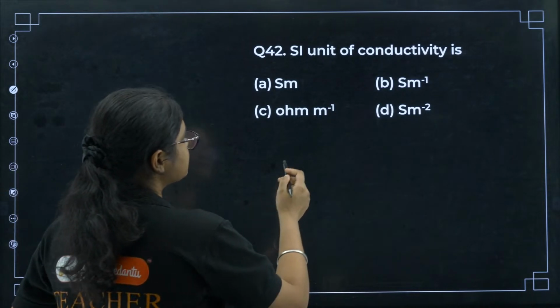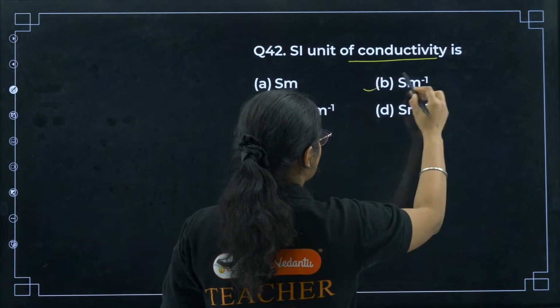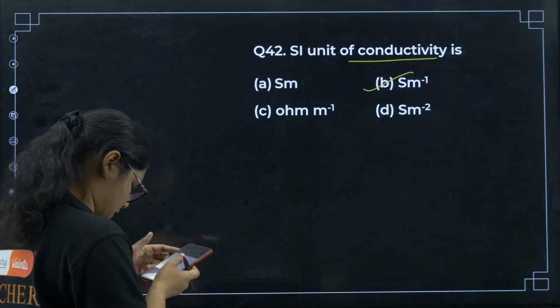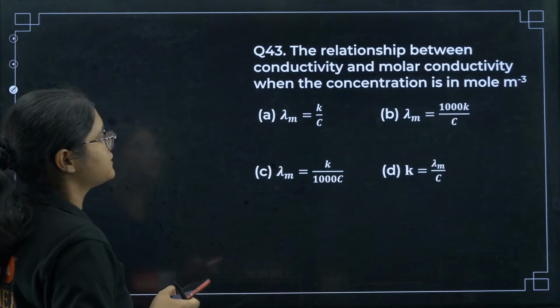Okay. So yes, conductivity units are S meter inverse. Option number B here. Yes. Very good. Next, question number 43.